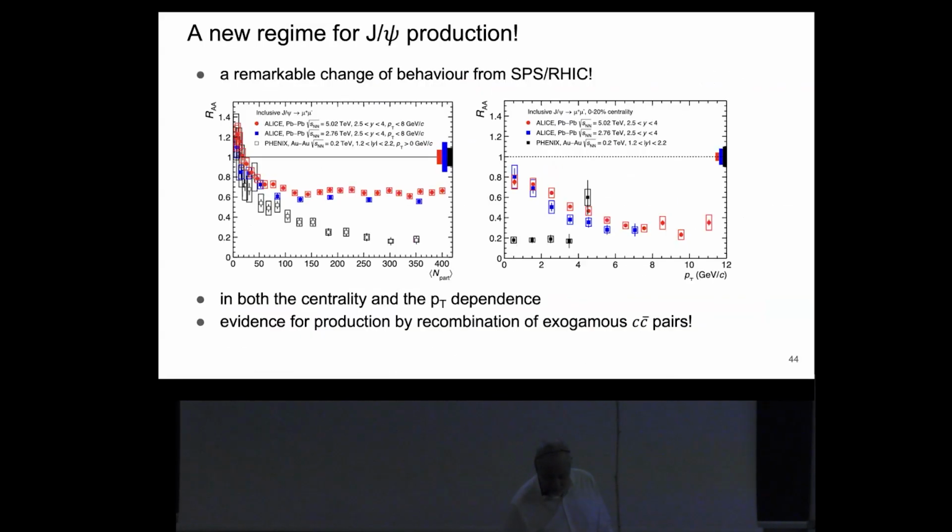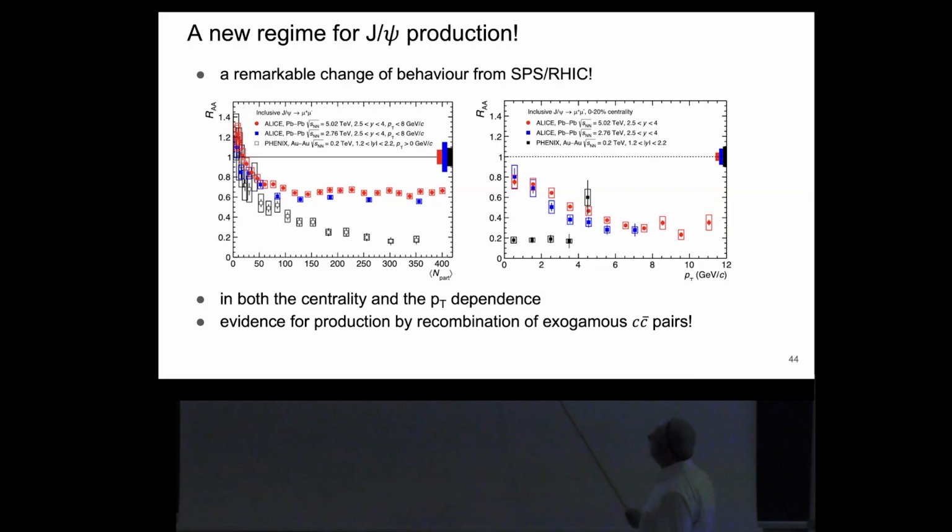There is a new regime for J psi production at the LHC. What is shown here in black is the nuclear modification factor at RHIC as a function of the centrality of the collision on the left and the transverse momentum on the right. And the colored data are from ALICE, blue and red are two different data sets at two slightly different energies. But what you see is that qualitatively, by eye, it's very different. There is a much more pronounced centrality dependence at RHIC than at the LHC.